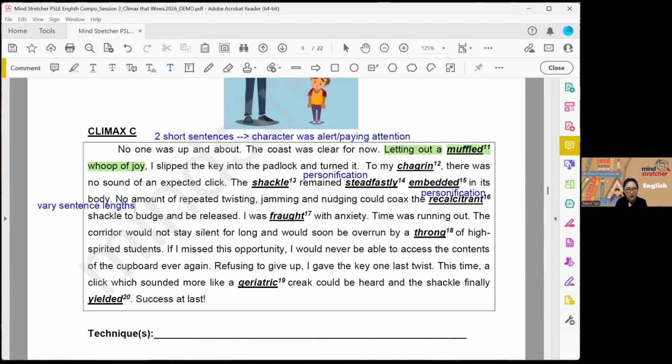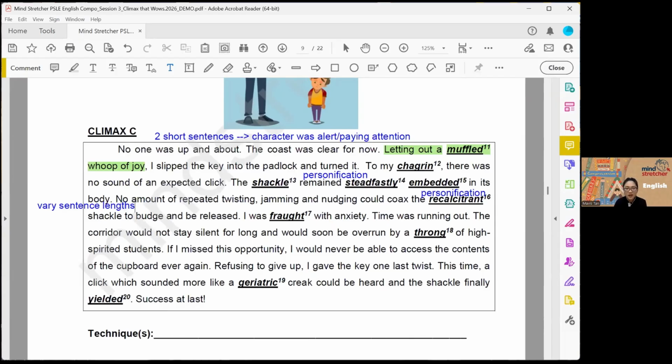Right. What am I supposed to do now? Okay. Time was running out. Again, short sentence. No time. The corridor will not stay silent for long and would soon be overrun by a throng of high-spirited students. That means the school is going to be open. Right? If I miss this opportunity, I would never be able to access the contents of the cupboard ever again. Refusing to give up, I gave the key one last twist.